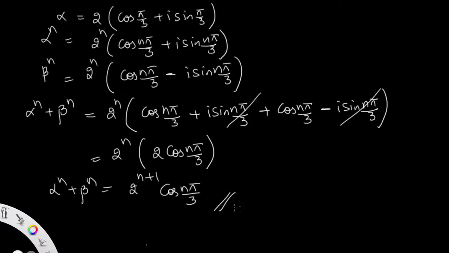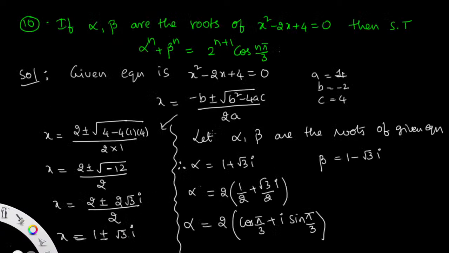Hence proved. In what we have completed previously, the given equation is in quadratic form. By solving for the roots, we get 1 plus or minus root 3i. So alpha and beta are the roots of the equation: one root is 1 plus root 3i and the other is 1 minus root 3i. Now it is a complex number, so we change it into modulus amplitude form. Multiply and divide by its modulus: 2 into 1 by 2 plus root 3 by 2 i, that is 2 into cos pi by 3 plus i sin pi by 3.